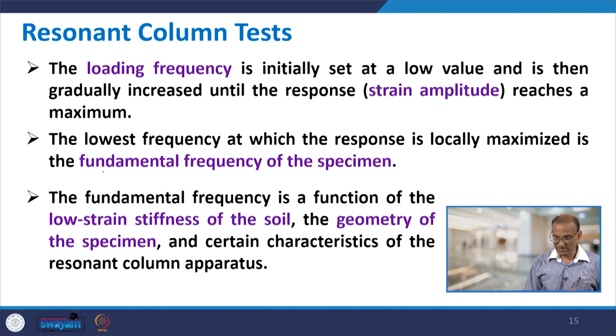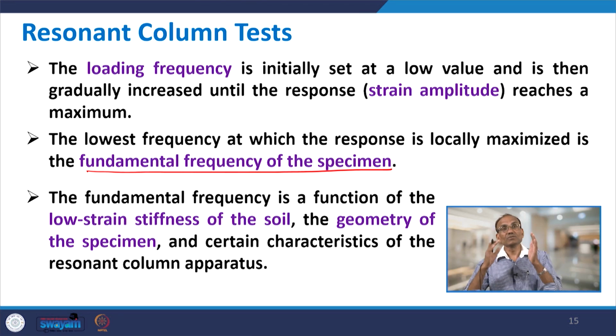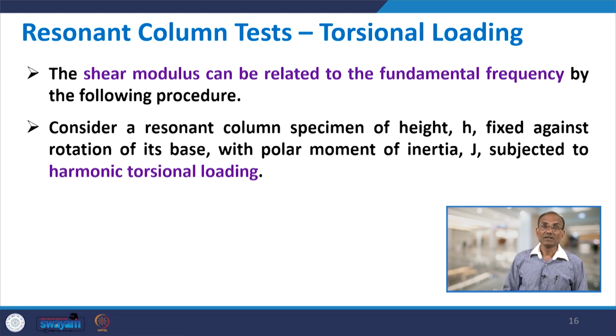So, our objective is to find the fundamental frequency of the specimen, meaning the soil specimen, and this fundamental frequency is a function of the low strain stiffness of the soil, the geometry of the specimen, and certain characteristics of the resonant column apparatus. So, once you determine the fundamental frequency, using the dimensions of the specimen we try to find the shear velocity and shear modulus of the specimen. The shear modulus can be related to the fundamental frequency using the following procedure.